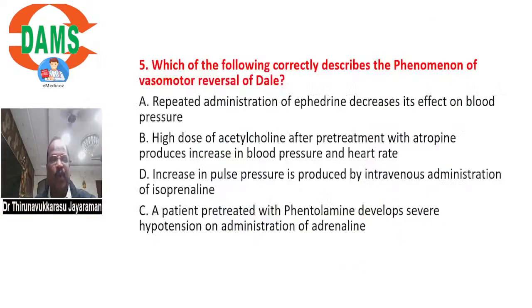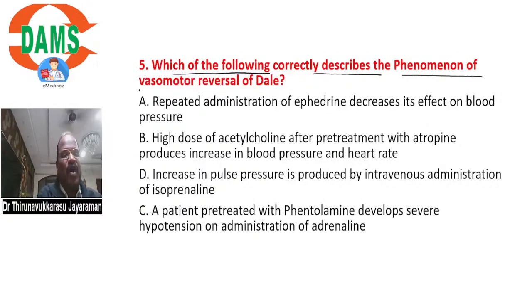Okay. Now look at this question. Next is very important. This is a commonly discussed question. It's an easy question. I think this FMG was very easy. Okay. Which of the following correctly describes the phenomenon of vasomotor reversal of Dale? Yes, good, Wasim. Now can you answer? All my dear students, which of the following correctly describes the phenomenon of vasomotor reversal of Dale? Yeah. Here the answer is Dr. Metroy. Your answer C. Okay.